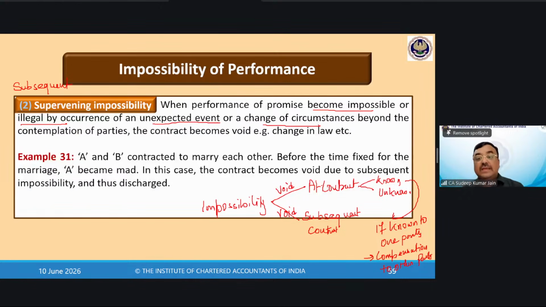So what we have discussed: if performance of a contract is impossible, the contract is void, whether the impossibility existed at the time of contract or subsequent to it. If existing at the time of contract and unknown to the parties, the contract is void. If known to the parties, it is void too, but if known to one party, the other party can claim compensation from the party who had an idea about the impossibility of performance.